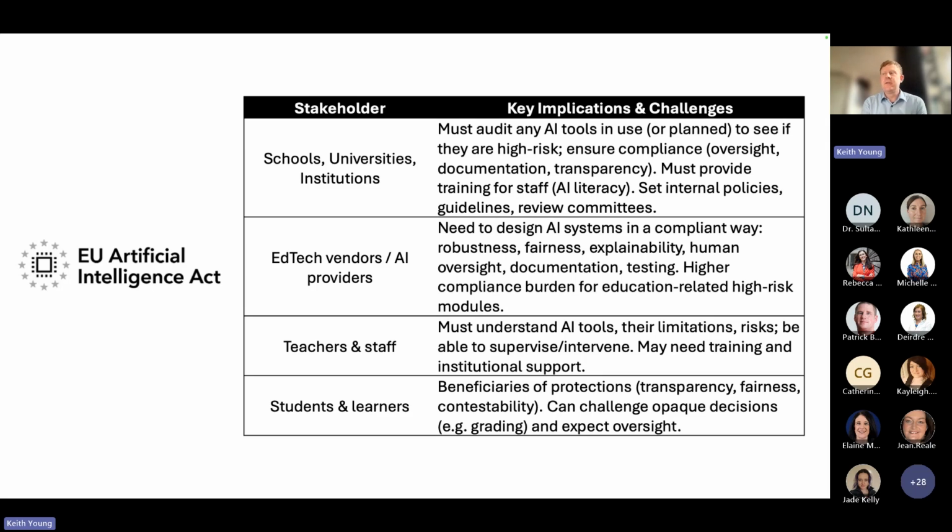EdTech vendors and providers are going to be required to design AI systems with robustness, fairness, explainability, human oversight, and documentation. For teachers and staff, they will need to understand AI tools and their limitations, and they may need training and institutional support from that standpoint. And students and learners are the beneficiaries of protections as well, in terms of transparency, fairness, and contestability of any decisions that are made.